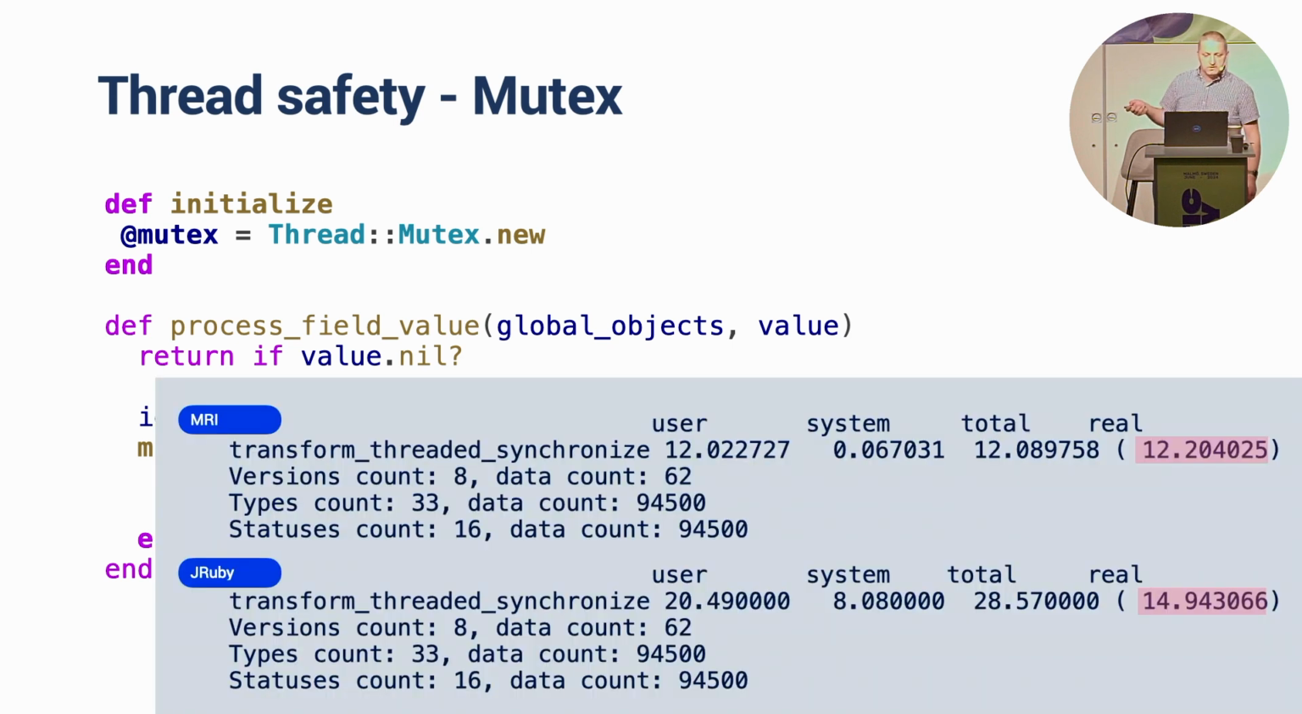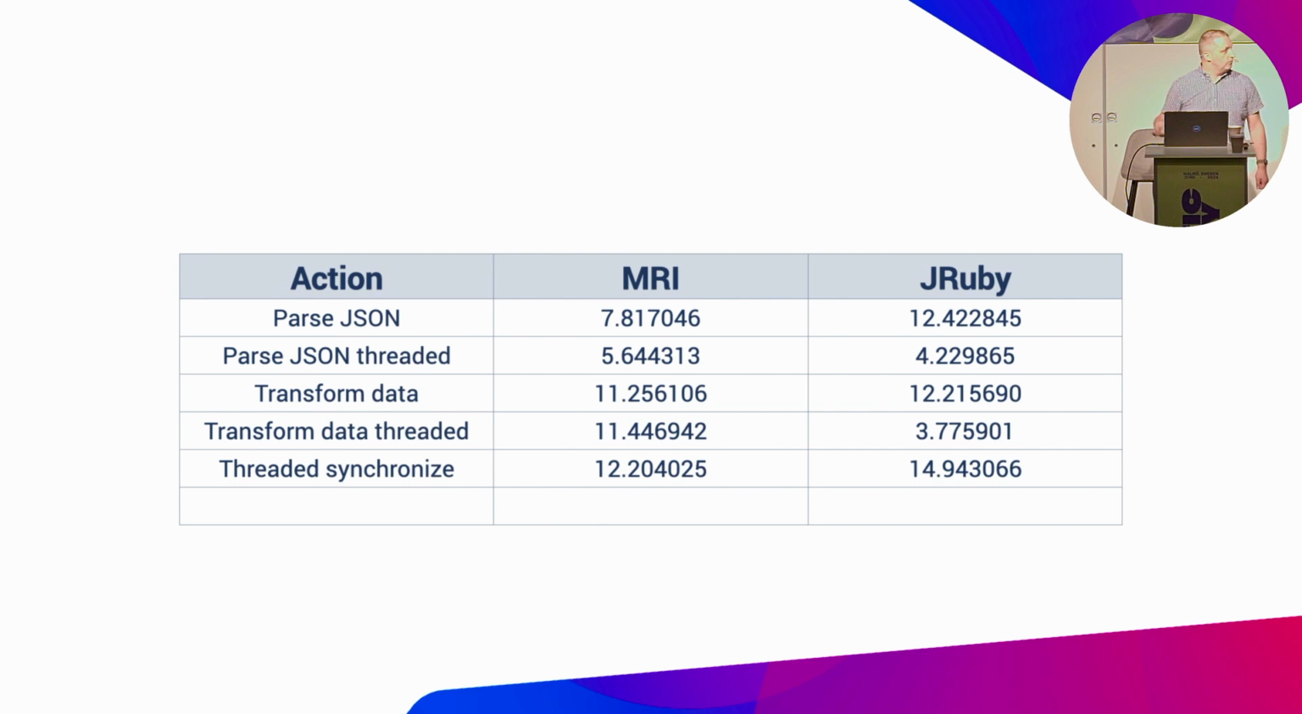Let's look at the results. So JRuby, well, not so good anymore. And if we add it to the table, we can see that it performed even worse than previously. That's because we needed to do a lot of context switching, a lot of locking. And this wasn't a useful case this time. But synchronize can be useful, and I will discuss it a bit later.